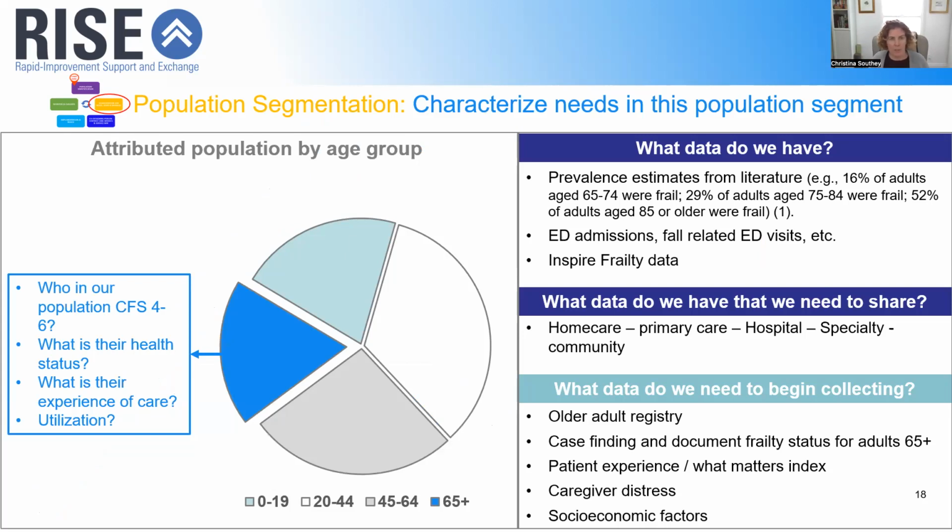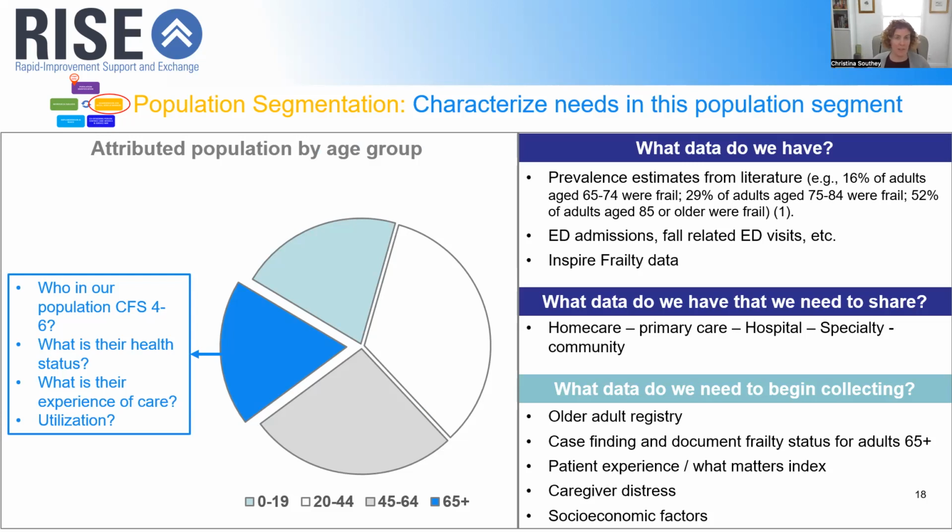We start to find out, do we even know, do we have a way of being able to identify people who are at mild to moderate frailty? Likely not, actually, because there aren't necessarily well-established processes to do that within primary care or elsewhere. Do we know what some of the common conditions are that folks are managing within this population? Do we know anything about their experience of care? What is going well? What could be better?